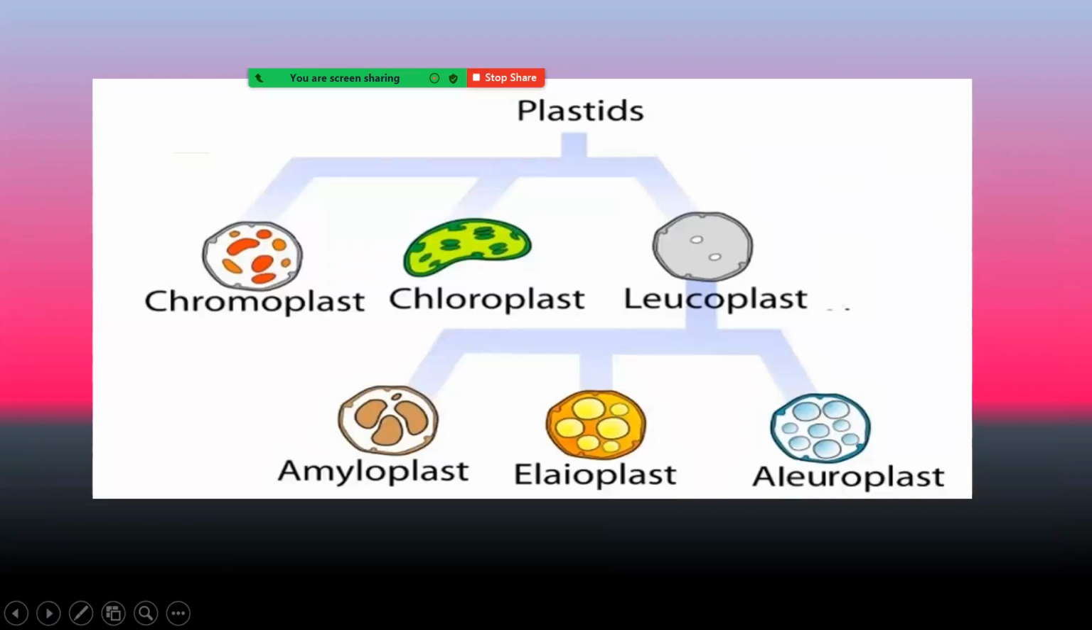Now let's start with plastids. Plastids are found only in plant cells and not in animal cells. Plastids are the organelles which carry pigments. There are three types of plastids: chromoplast, chloroplast, and leucoplast. Leucoplast can further be divided into amyloplast, aleuroplast, and elaioplast depending upon the function.